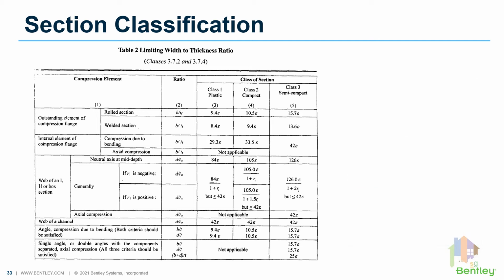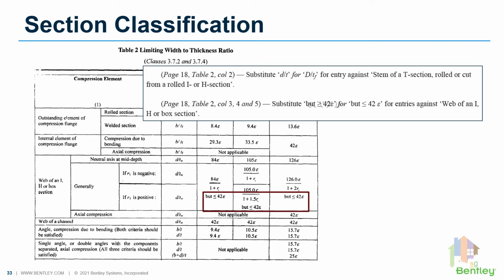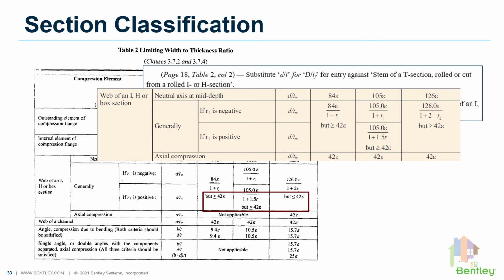And for web of I section, three different loading conditions are mentioned here: pure bending, pure axial, and bending plus axial. Note that this limiting value is wrong, and in Amendment 2012 and also in NBC 2016, the correct value is mentioned: this should be greater than 42 epsilon. Instead, for each load case design is performed, hence the program internally checks the loading condition and accordingly the correct limiting range is selected. It may happen that for a load case web class is slender, but for another load case it is semi-compact. So that is considered during design.